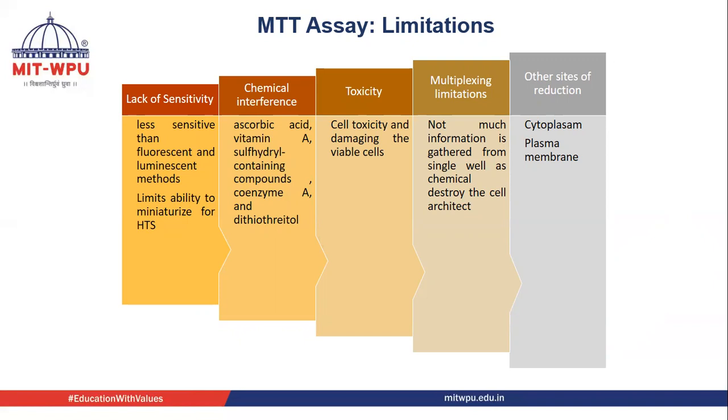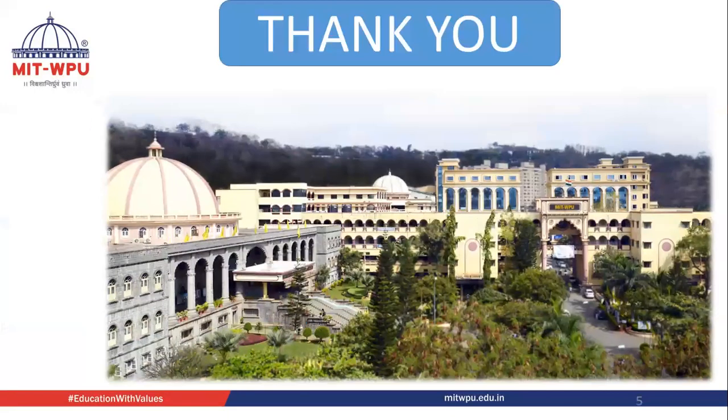So the MTT assay is based on a very simple principle. MTT in the presence of reductase enzyme converts into formazan. If the cell is viable, then this enzyme will be active, and it will convert this MTT into formazan. So the more the activity, the more viable cells, and we are going to get a dark purple color. If the cells are fewer, then the color will be less. Thank you.